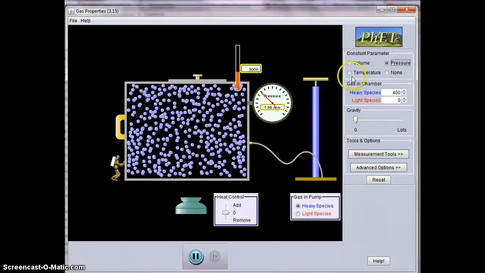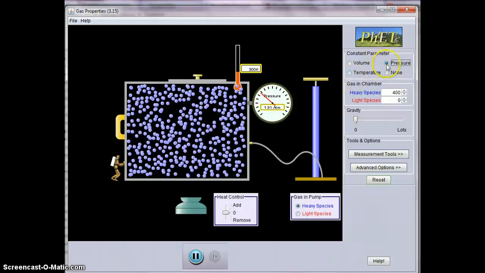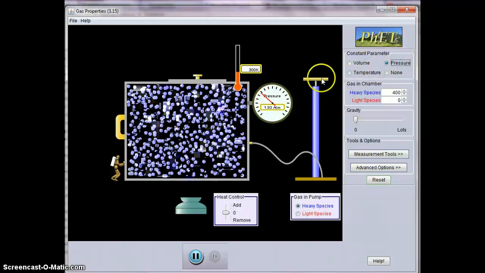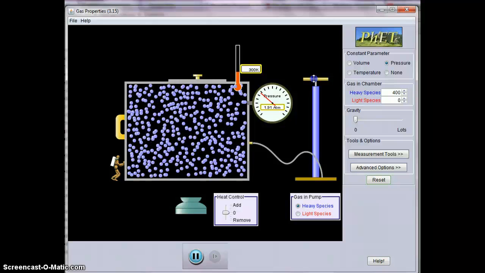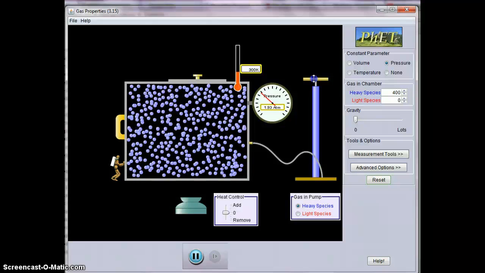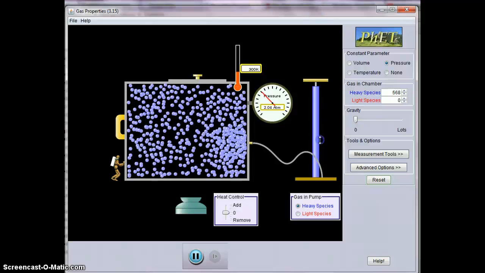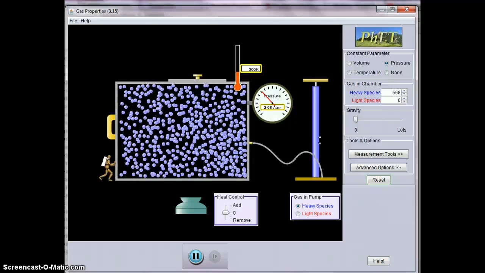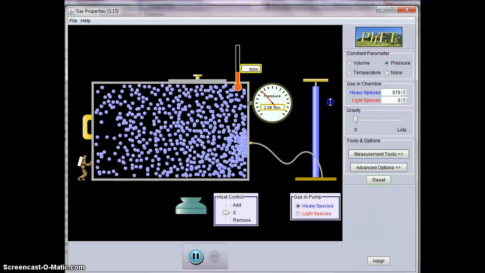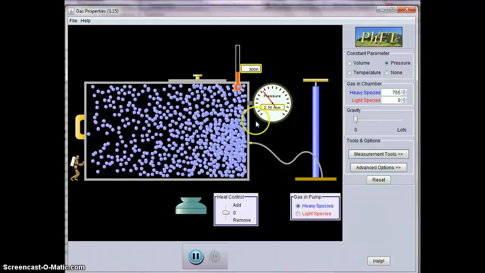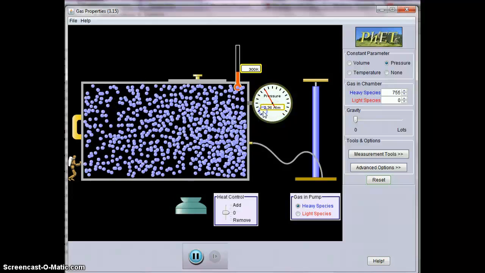In Avogadro's law, the temperature and the pressure should be constant, but you can only choose one parameter. And this one models Avogadro's law the best. So we're going to add some more molecules, which would be an increased number of moles. And you see that as you add molecules, the size of the box increases, okay? So the more molecules you have, the bigger the box must be to achieve the same pressure and temperature.